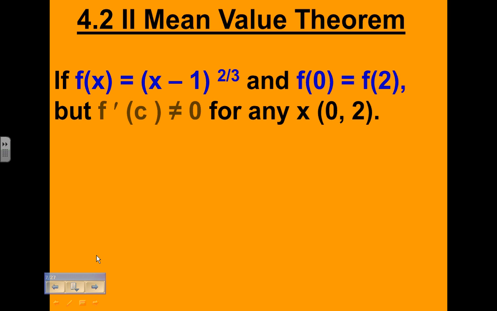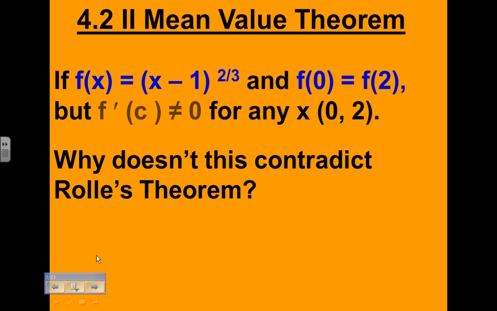All right, on this one, if f of x equals (x minus 1) to the 2 thirds, and if f of 0 equals f of 2, but the derivative doesn't equal 0 for any x between 0 and 2, why doesn't this contradict Rolle's theorem?